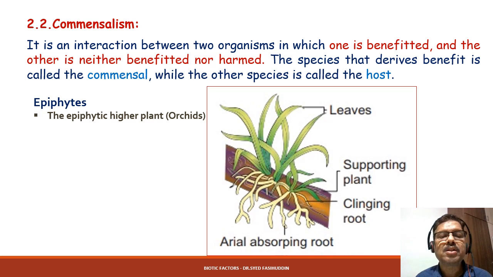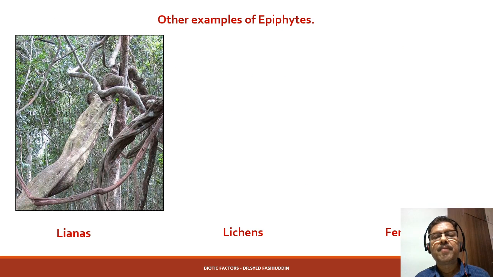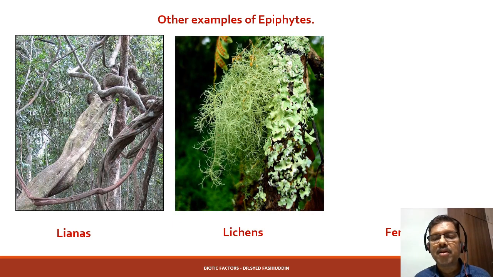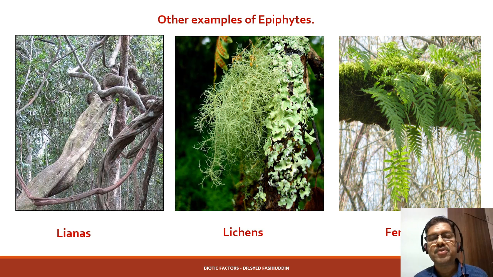The epiphytic higher plants, that is the orchids, get their nutrients and water from the atmosphere with the help of their hygroscopic roots, which contain a special type of spongy tissue, that is velamen. So it prepares its own food and does not depend on the host. They use the host plant only for support and do not harm it in any way. The other examples of epiphytes are lianas, then lichens, then the ferns.